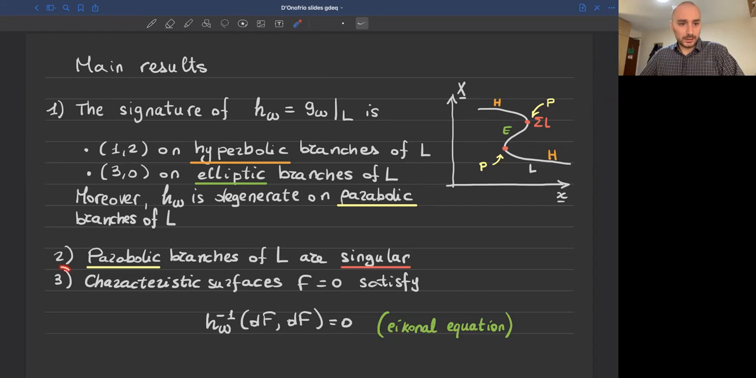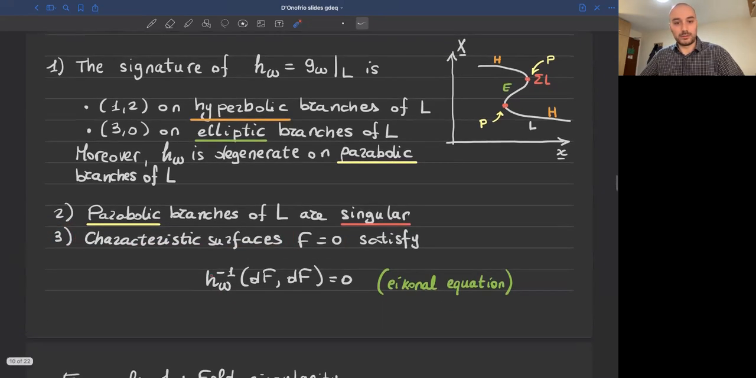Okay, and last, we are able to construct characteristic surfaces, for example, in this form, as solutions to the eikonal equation, where the eikonal itself is nothing but the Lychagin-Rubtsov metric on L.